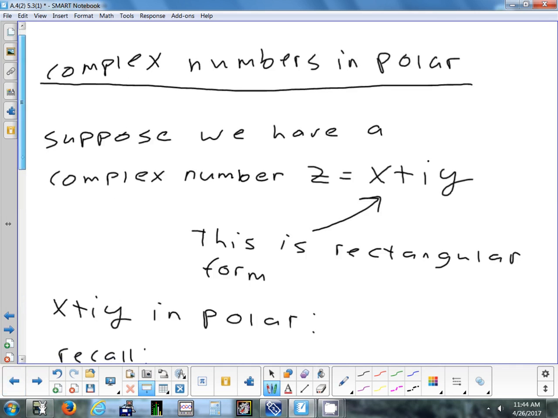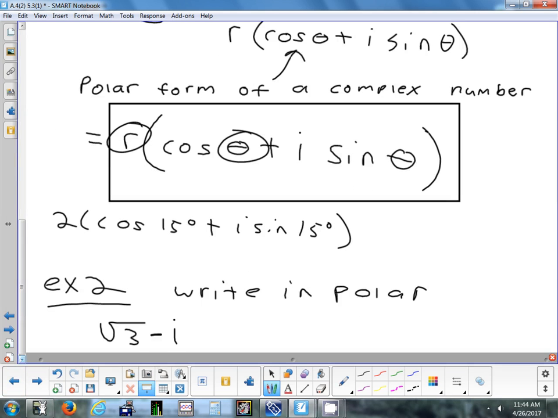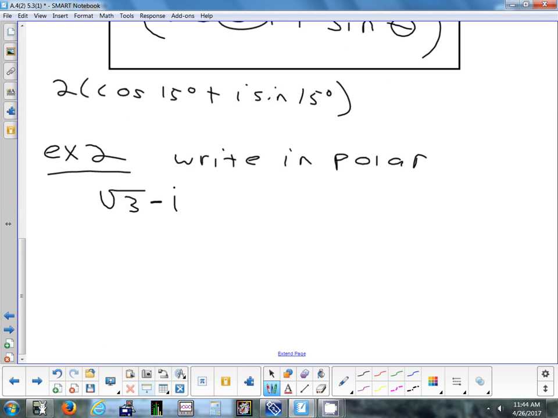That'll be it. So we're going to write square root of 3 minus i in polar. Now, if you want, there is a number in front of i, and I didn't write it, but think of it as being invisible. What number is in front of i? Yeah, in this case, it's a negative 1. If you want to put that in, you can.